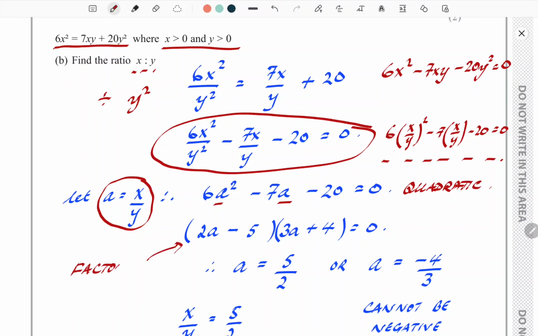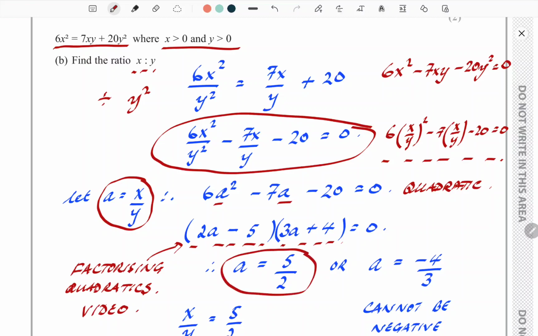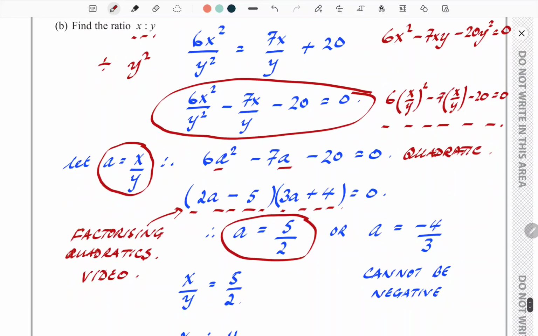And again, I've got a full video on factorizing more difficult, more complex quadratics that's on the channel, so feel free to take advantage of that if you want. It's called the decomposition method, in case you want to look that up. Okay, so when you break this down, it comes to 2a minus 5 times 3a plus 4 equals 0. That gives us two solutions. One is a equals 5 over 2, or the other one is a equals minus 4 over 3.